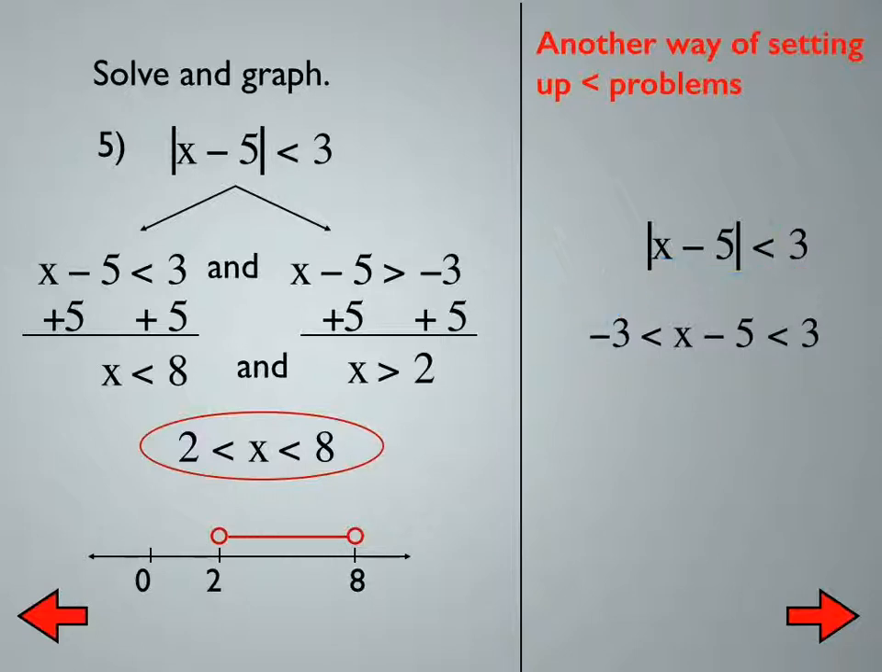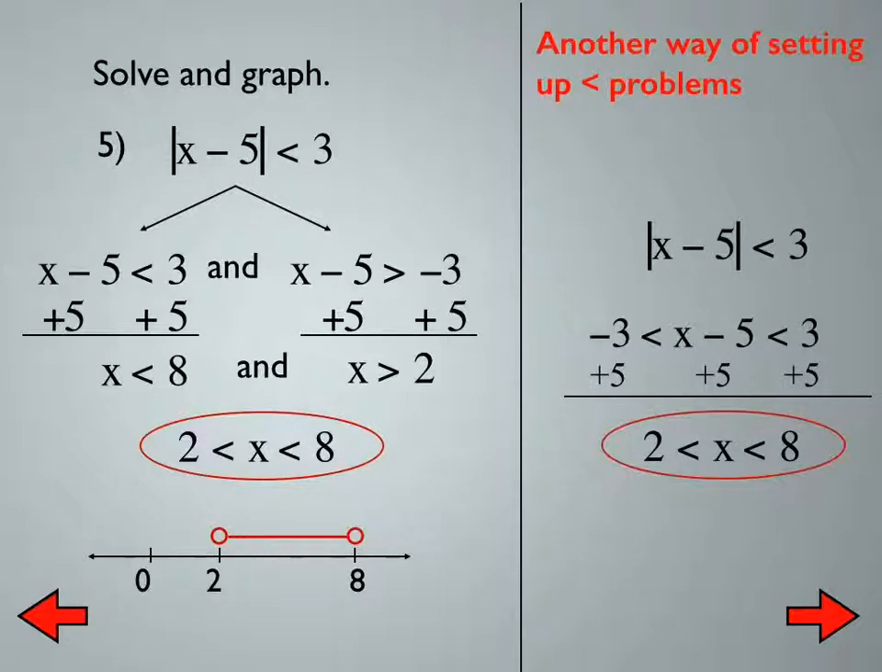Okay? So we can set up all less than absolute value inequalities as one inequality and then solve it, and you can see quickly how we can get 2 is less than x, which is less than 8. And to me, that's the faster way of doing a less than compound, or less than absolute value inequality.